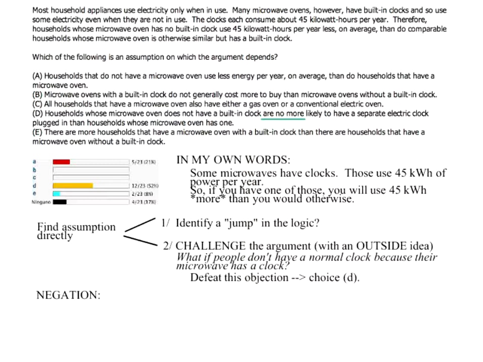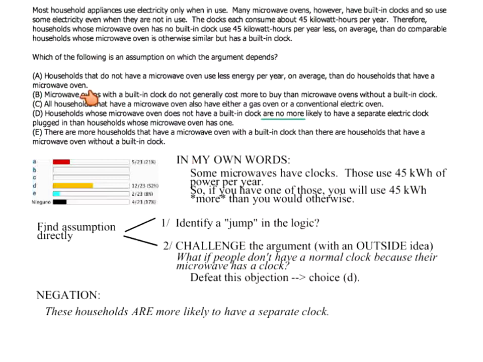So these households are more likely to have a separate clock. If that's true, then it's the same idea as this challenge. The advantage of the negation approach is you don't have to come up with it yourself. You take their choice and just make it opposite and see what happens. If those households are more likely to have a separate clock, then it'll chip away at this 45 kilowatt hours. So it's the same sort of idea that's in this challenge here.